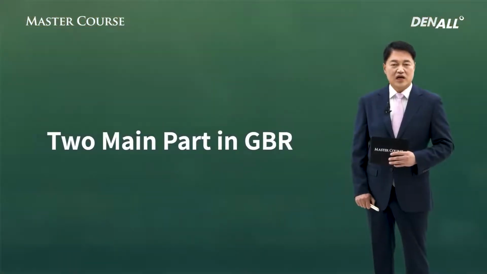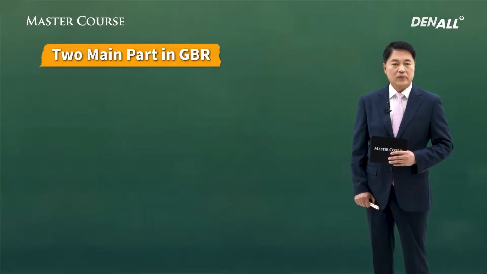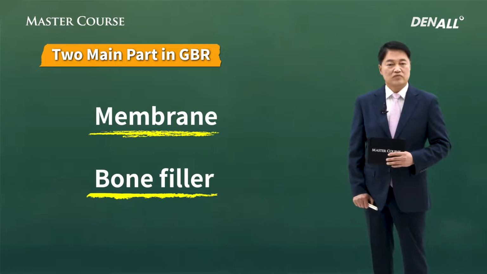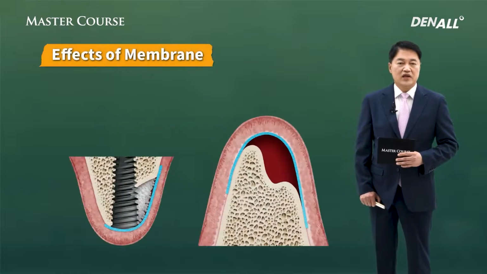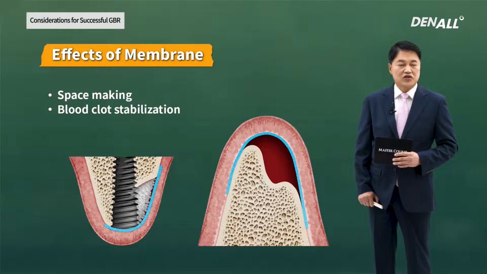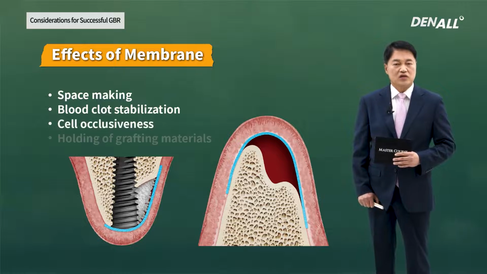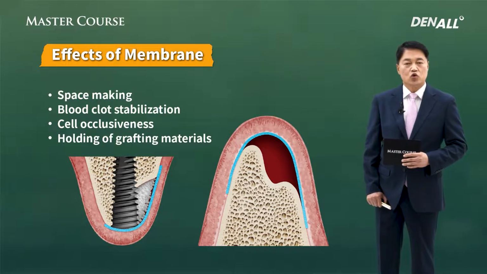Two main parts in GBR. It can be divided as membrane and bone filler. I'm going to talk about membrane. Membrane's role: it makes space and stabilizes blood clot, and has cell occlusiveness to prevent epithelial tissue or connective tissue from coming in, and it also holds graft materials.